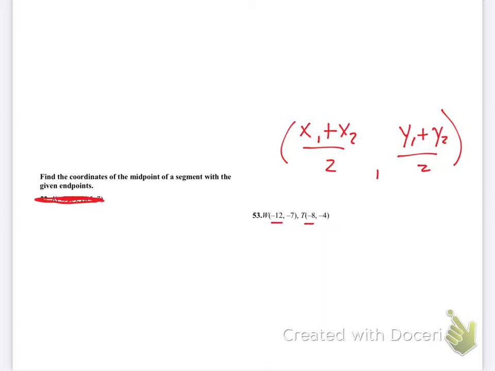So negative 12 plus negative 8 is negative 20 over 2. Then we have negative 7 plus a negative 4, which would be negative 11 over 2. I can reduce this or simplify it. So negative 20 divided by 2 is going to be negative 10. And then I could keep negative 11 over 2, or I could just make that into a decimal. So negative 11 divided by 2 is negative 5.5.